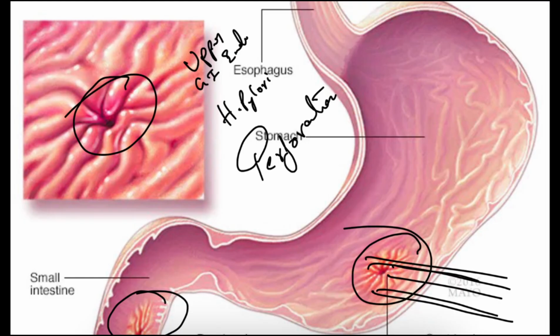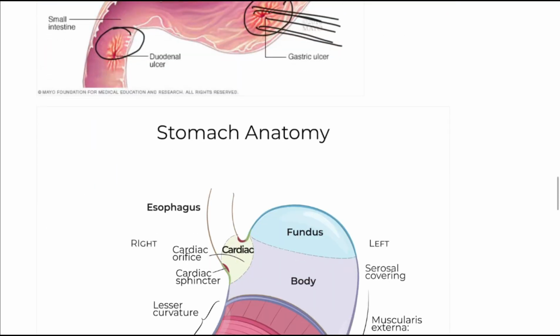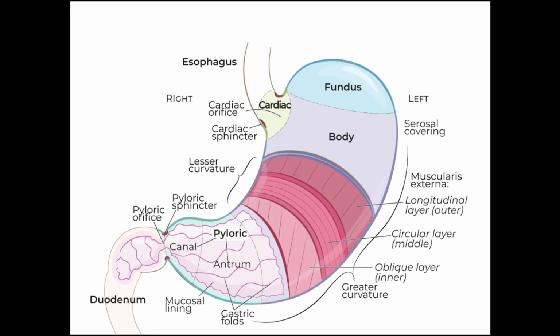Before going too deep into this topic, we have to understand the surgical anatomy. So a little surgical anatomy we will discuss. You can see here, this is the stomach. In the stomach, we have some parts: fundus, cardiac, body, and pylorus and antrum.